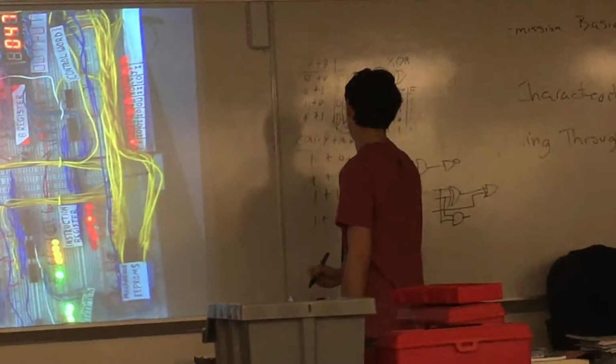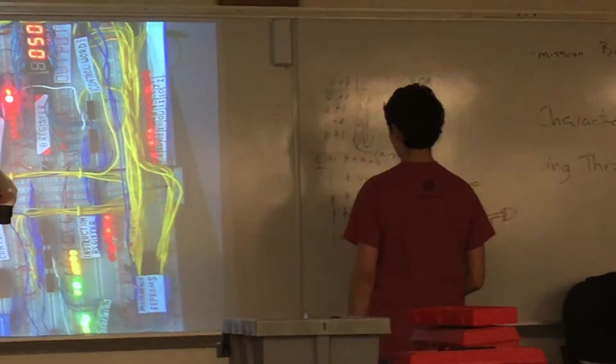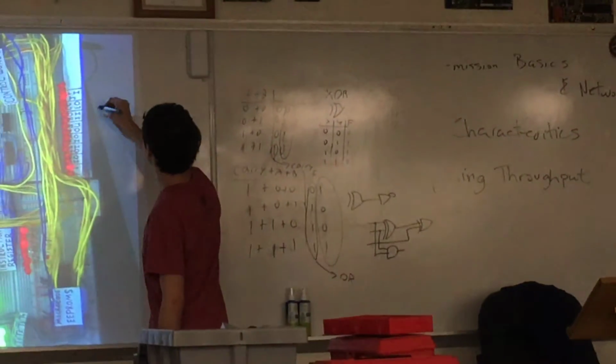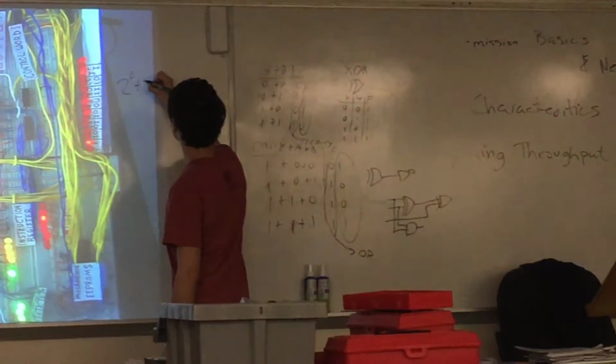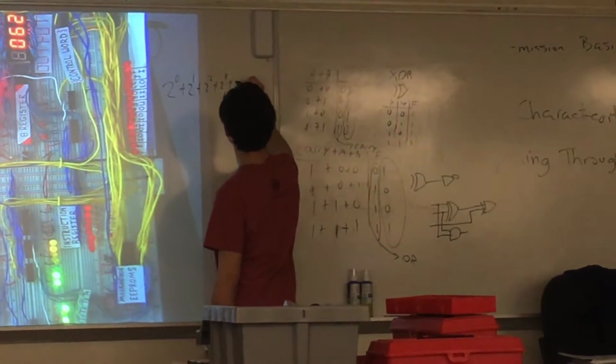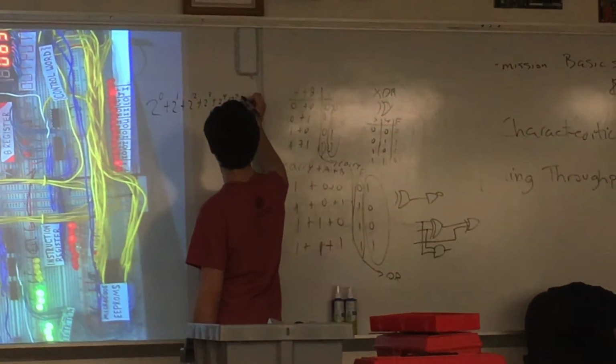Because if you have 8 bits of information, and if any of you want to have a calculator out, you're going to have 2 to the 0, plus 2 to the first, plus 2 to the second, plus 2 to the third, plus 2 to the fourth, plus 2 to the fifth, plus 2 to the sixth.